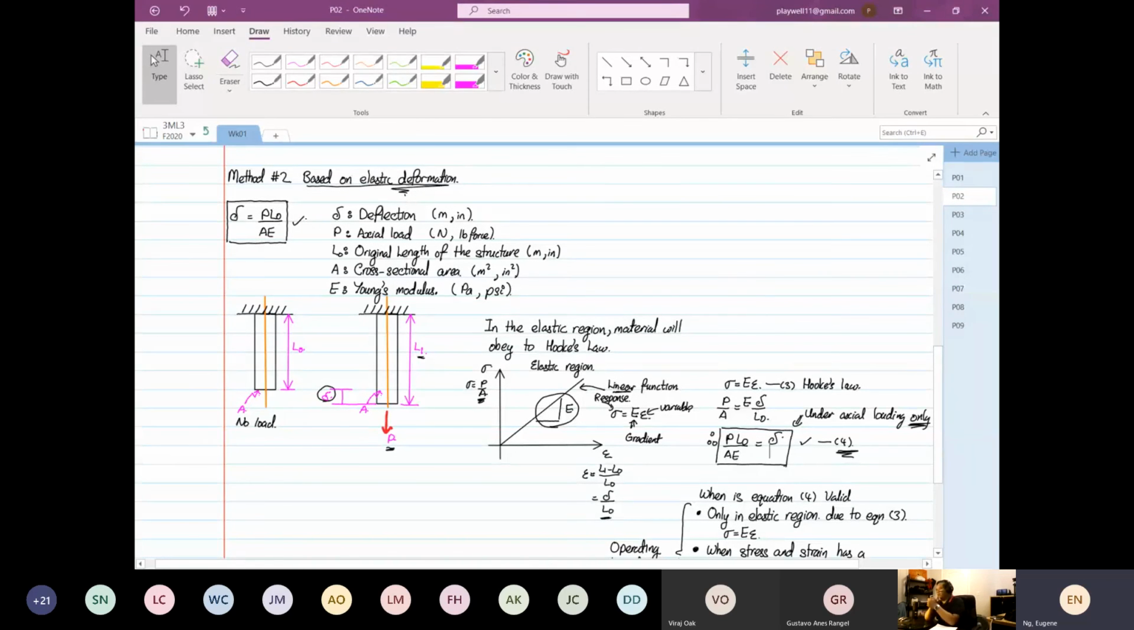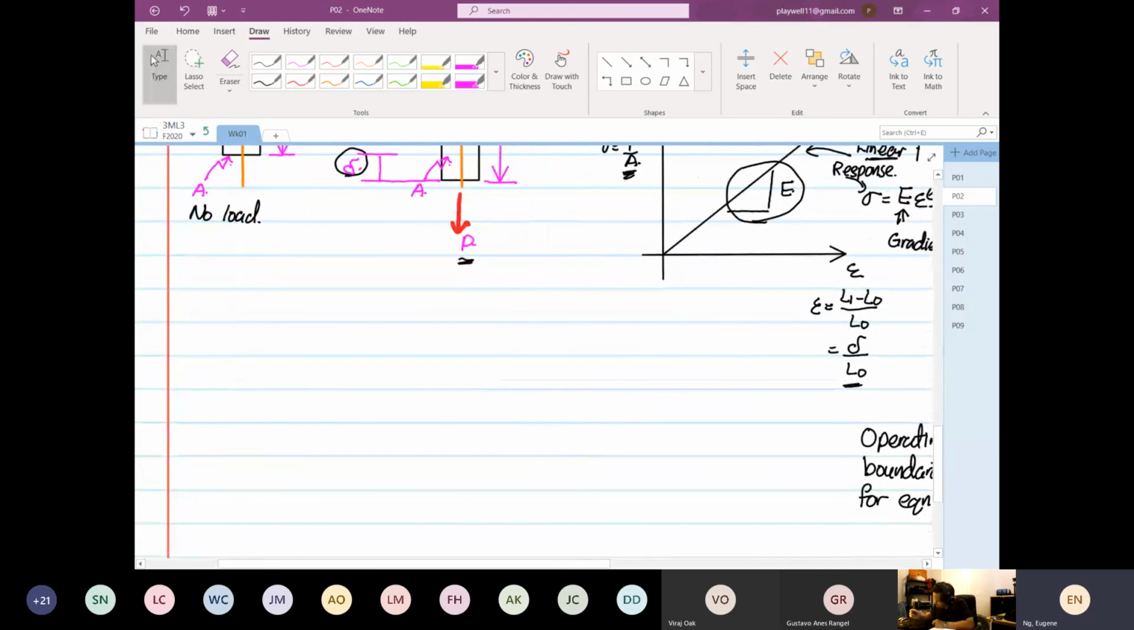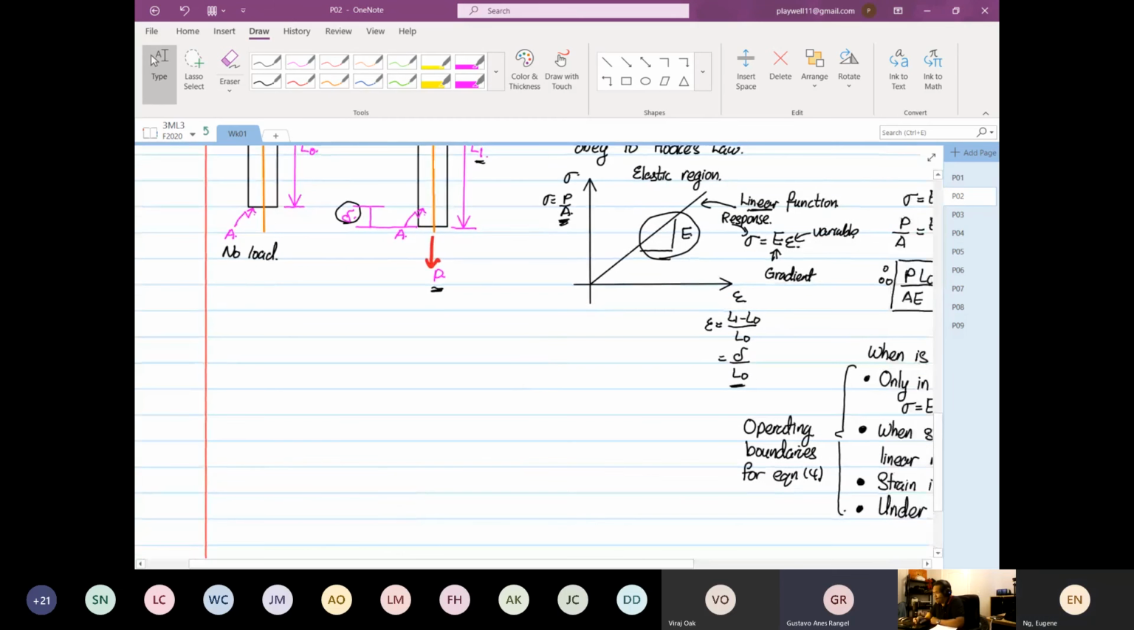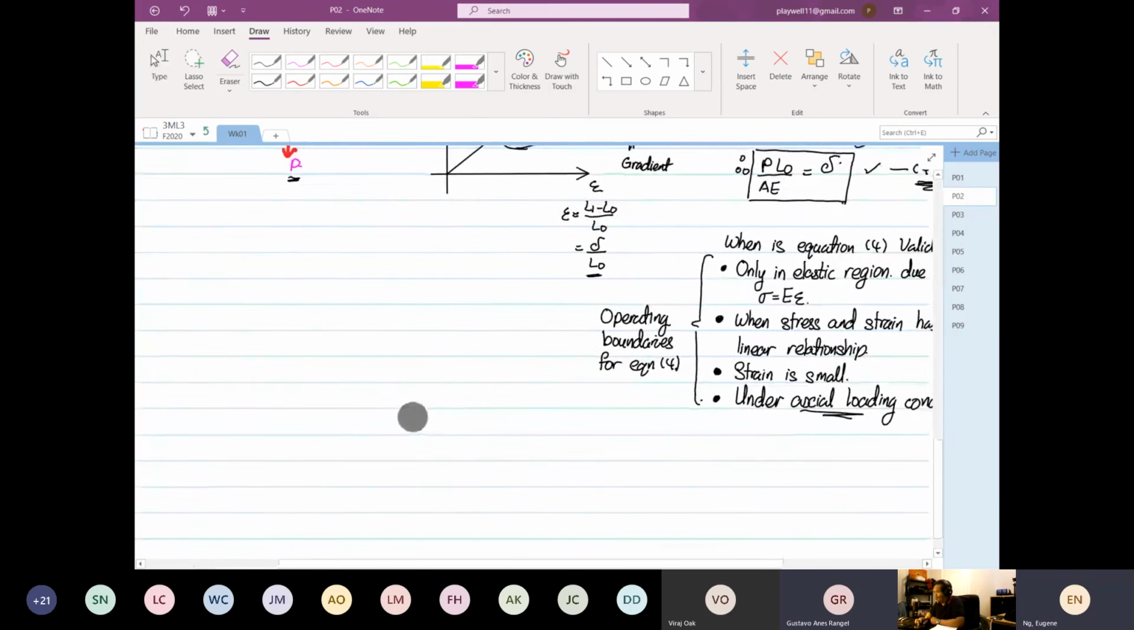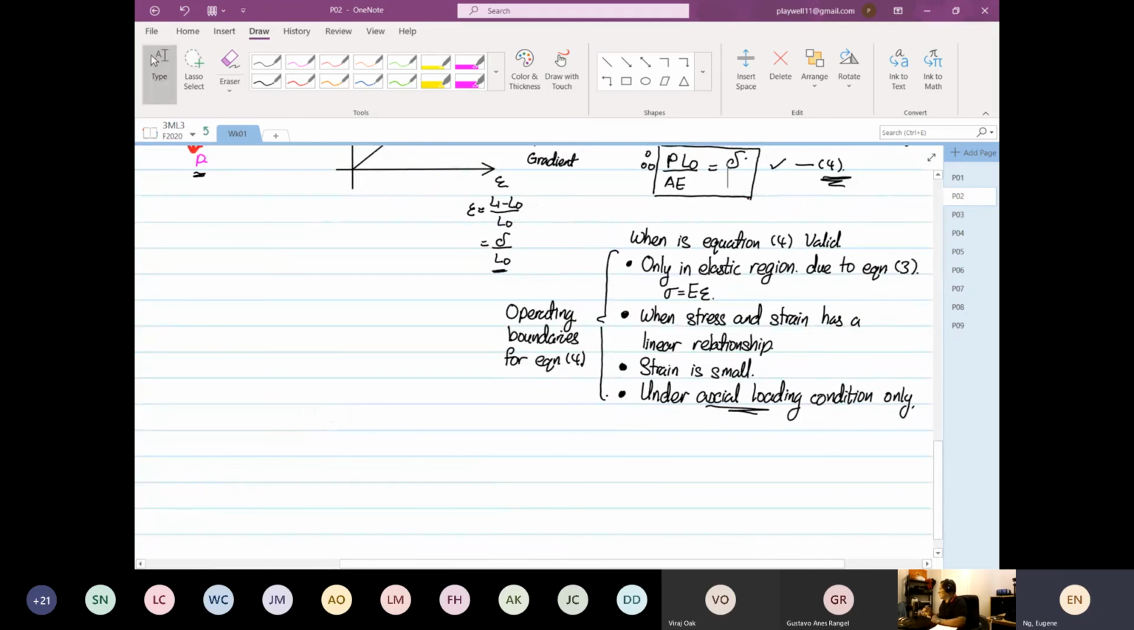Now, let me talk more about the notation for elastic deformation. Before I go on, anyone else, any question, please? Anyone? What was the last boundary again? Under axial loading condition only. Okay, thanks. And under bending it is not going to be valid at all.